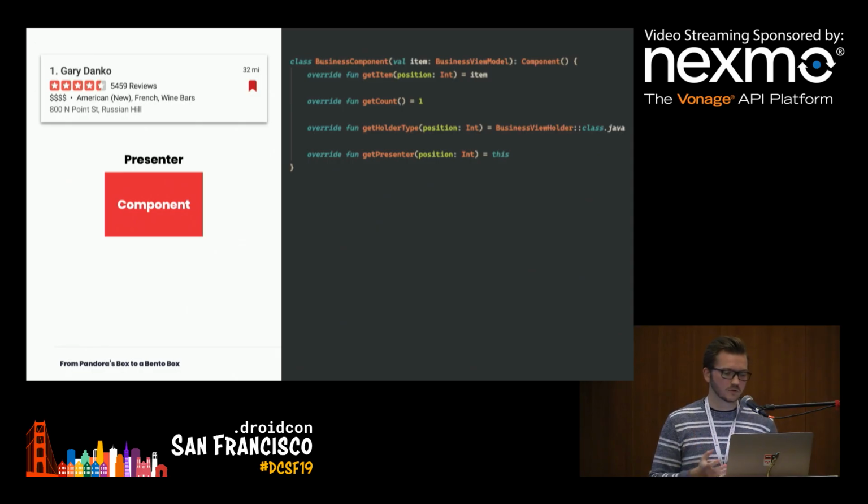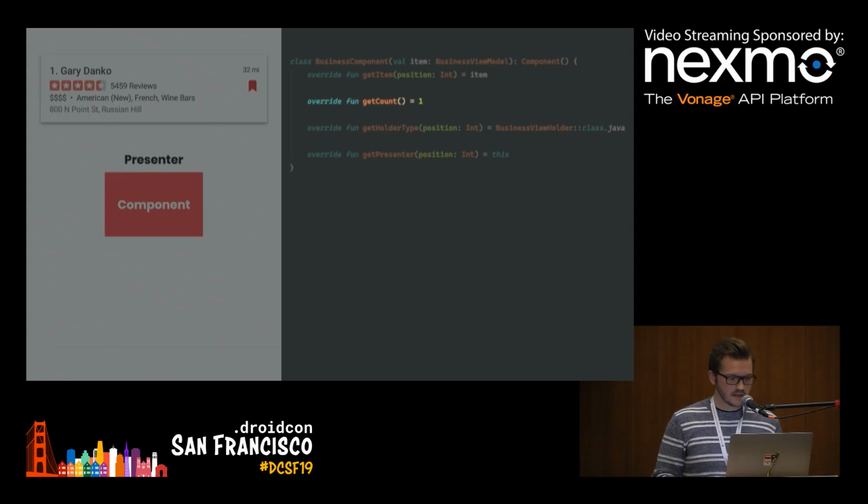Then the component controller will call getHolderType to try and get the view type that it needs to inflate. So getHolderType will be called with a position of 0. The viewHolder class will be returned, and then the component controller will instantiate it through reflection. And then it will call getPresenter with a position of 0 to get the presenter class. Then using that viewHolder that it created, it will call inflate and bind and pretty much call it a day.